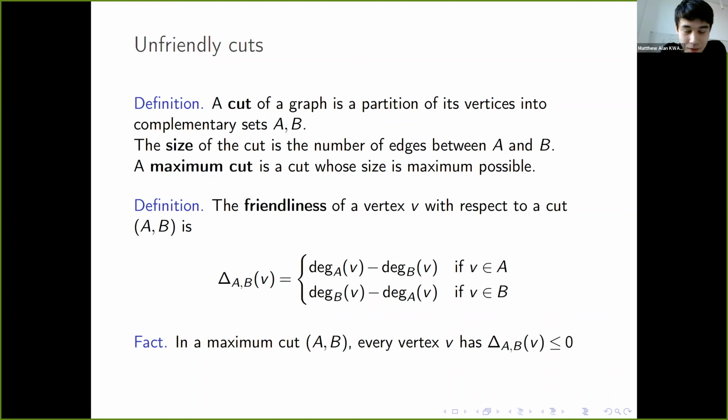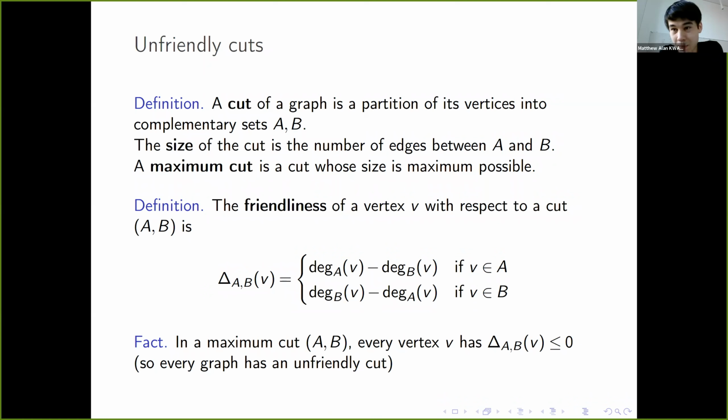Now here is a classical fact about the max cut: there can never, in any max cut, be a vertex with positive friendliness. That is to say, every vertex has friendliness at most 0. The reason is that if there were a vertex with positive friendliness, which had more neighbors on its own side than the other side, then you could just move that vertex to the other side, and that would increase the size of the cut. You'd increase the number of crossing edges by doing that, and that can't happen in a max cut. So of course that implies that every graph has a so-called unfriendly cut, meaning a cut where every vertex is unfriendly.